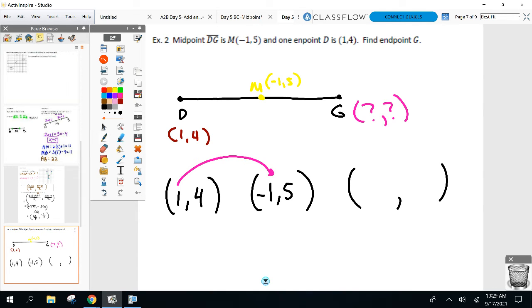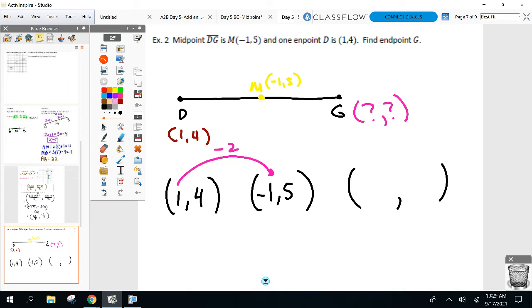So here you go. Ready? I'm at 1. I travel over to the -1. How many units did I just travel? 2. In what direction? Left. So I'm going to put -2. I went 2 to the left.